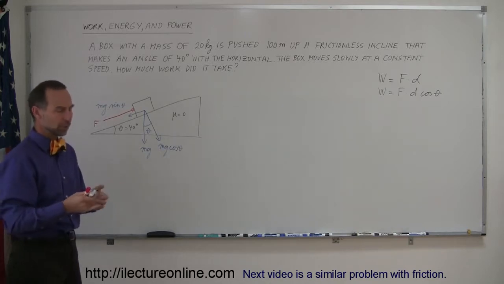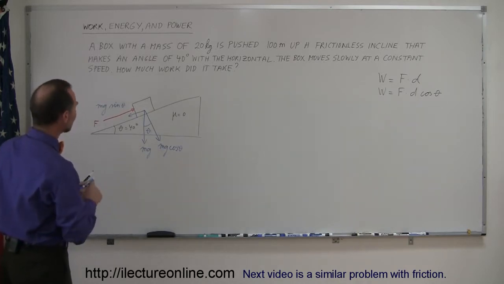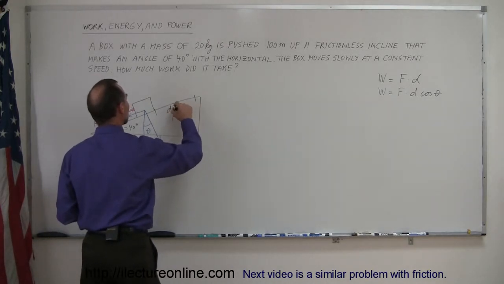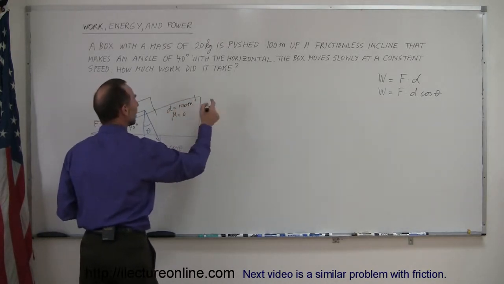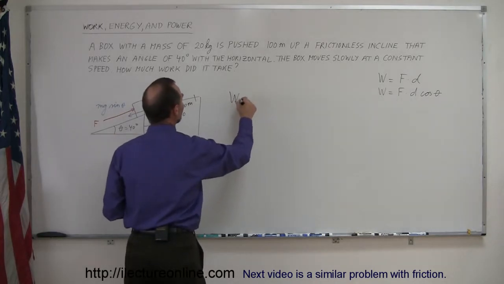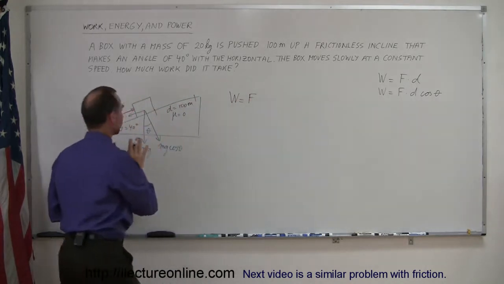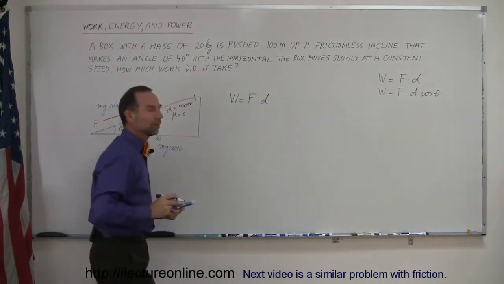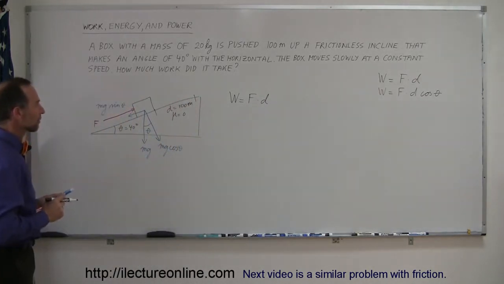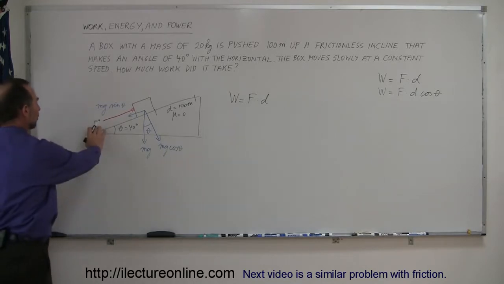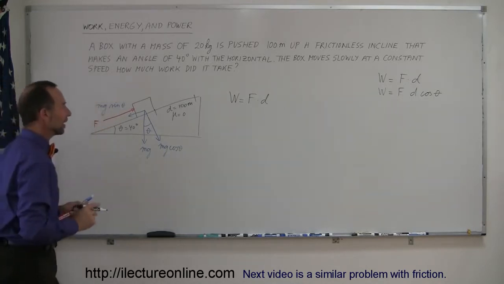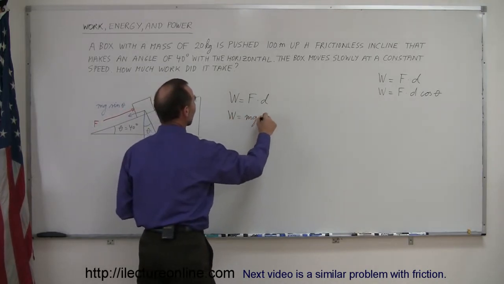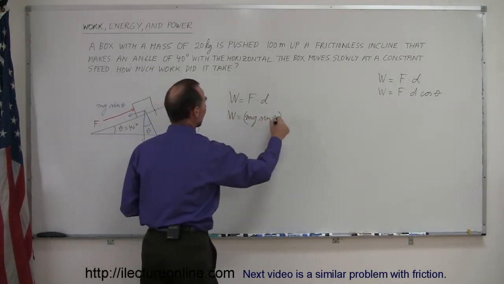And then the question is how much work is done. So if the distance covered on the incline is 100 meters, so if the displacement equals 100 meters, then we could say the work done is equal to the force required to push the box upward at a constant speed times the displacement of the box. And the force, of course, in this case must be equal to mg sine theta. So we can say that the work is equal to mg sine theta times the distance.